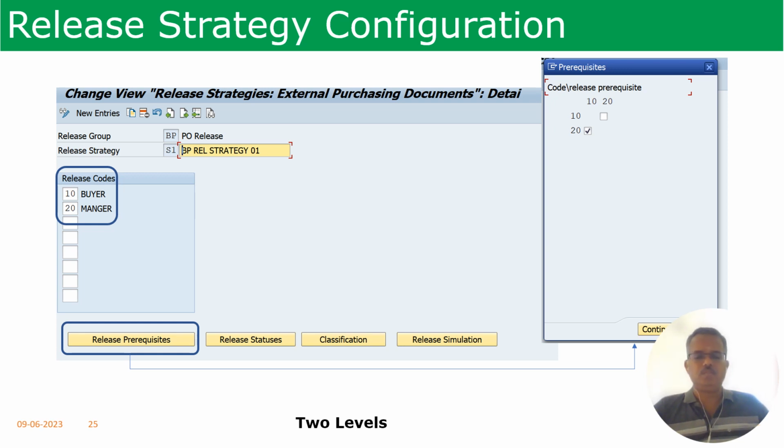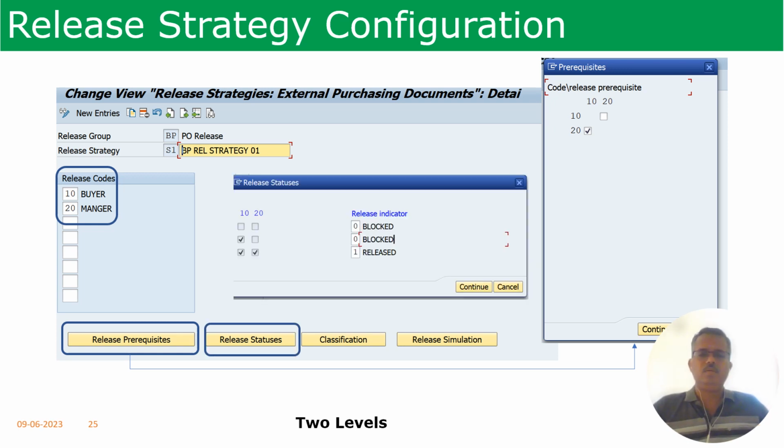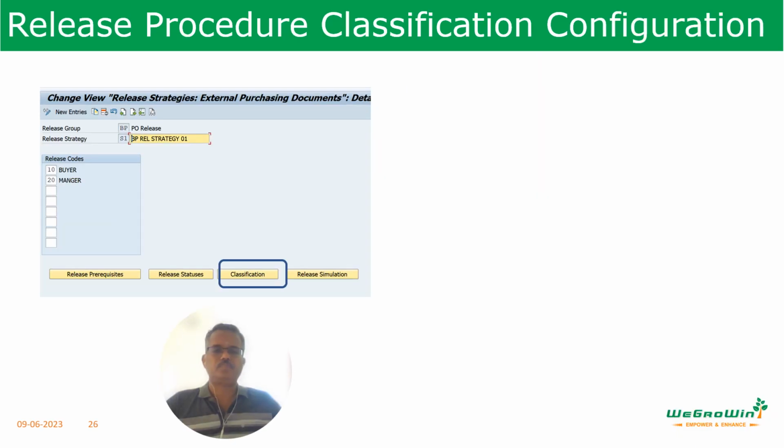So this is a prerequisite: for 20 to happen, 10 must be there. The prerequisite is defined, and then we continue. Now you are checking the release status. Initially when it is created, it is in block status. When 10 is approved, that is also block status. But when both 10 and 20 are released, it becomes the release status. Now let us proceed with continue.